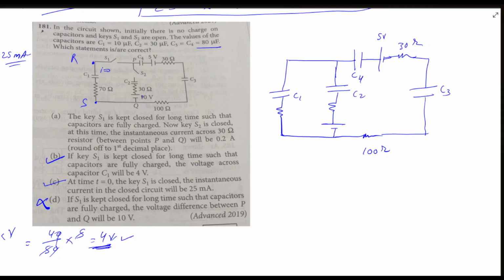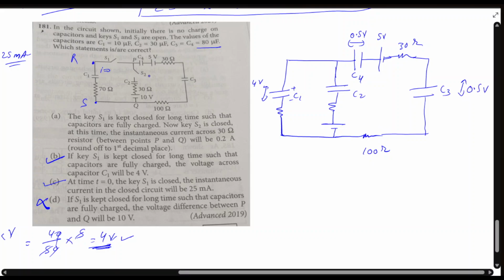Now, as S1 was closed for a long time, the potential across this was 4 volt, right? So this was positive, this was negative. Now, if it was 4 volt, the potential across these must be the same. So 5 minus 4 is 1. So across them it will be 0.5 volt, and across this capacitor it will be 0.5 volt. Just before S2 is closed, okay, the situation was like this.